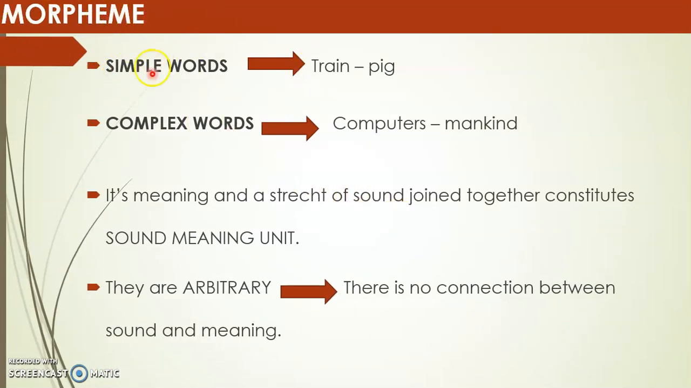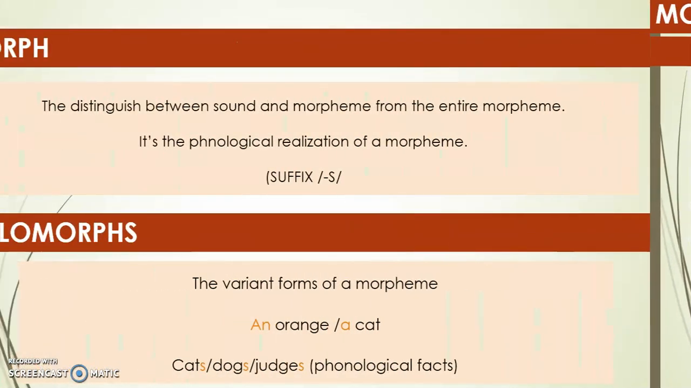When we analyze morphemes, we can analyze simple words or complex words. Simple words could be train and pig, and complex words can be computers, you see, it has more than one morpheme, and mankind, compounds. A meaning and a stretch of sound joined together constitute a sound-meaning unit, and they are arbitrary. There is no connection between sound and meaning. Remember, we're coming back to language features again: there is no necessary connection between the sound and the meaning.